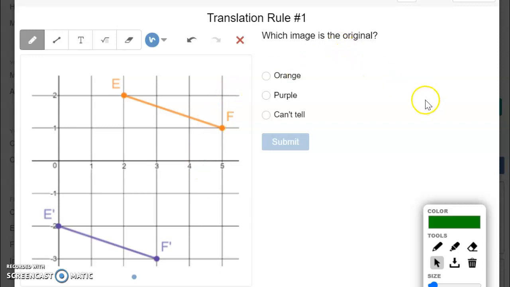So now we're up to card number 3 of Desmos. It's asking you which image is the original. How can you tell which is the original? How can you tell which is after transformation? It's with the notation of each of the points, right? In this case, this point is called E, while this point is called E prime. So this tells me the original is the orange, and after the transformation is the purple. So the original is the orange. And I'm going to submit. Great.